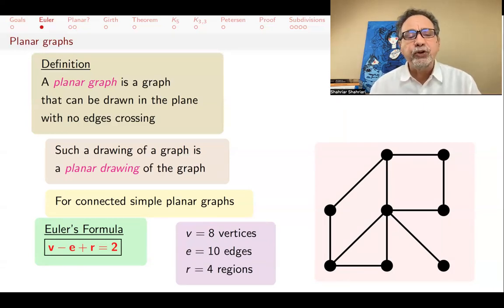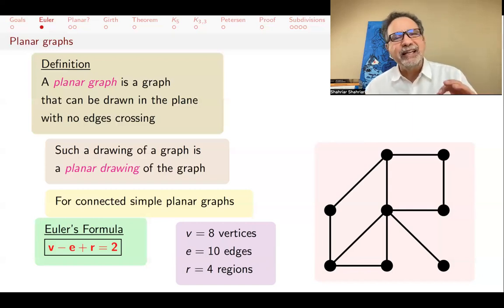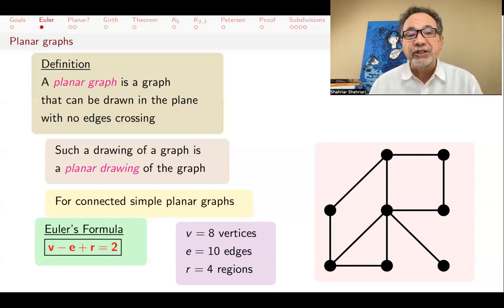Euler's formula is for connected simple planar graphs. This is a necessary condition for a graph to be planar. If you are a planar graph, then you must satisfy this. But this is unsatisfactory because it involves regions. And to be able to count the number of regions, you have to have a planar drawing of the graph.